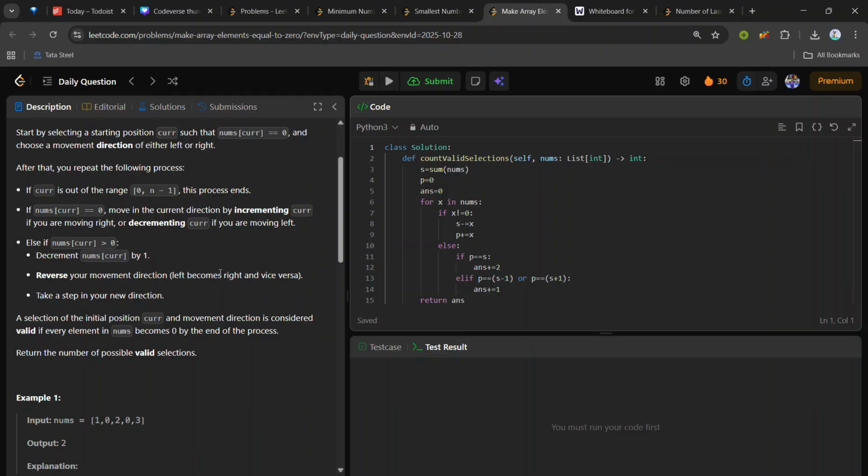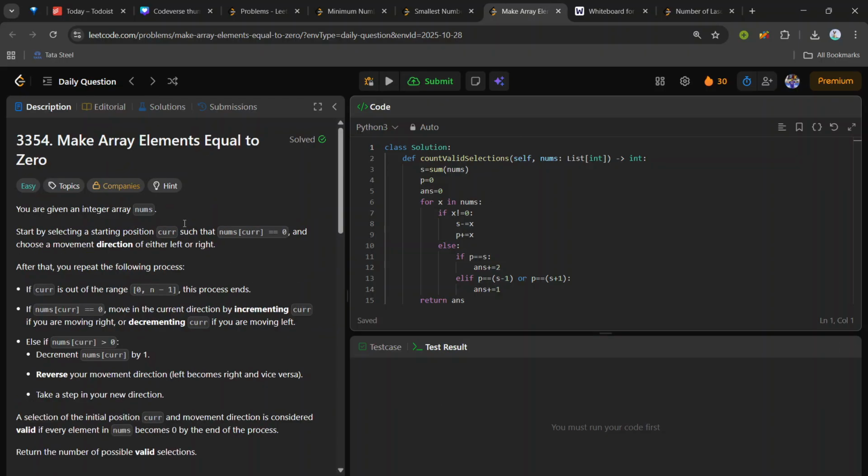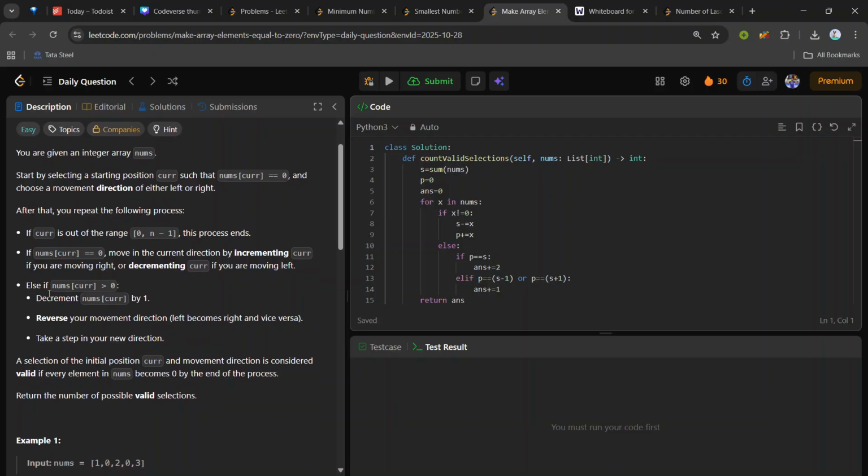Hello everyone. So today the problem which we are going to discuss is make array elements equal to 0, and it is an easy category problem. So what the problem is stating, a solution will be presented in Python for this problem.